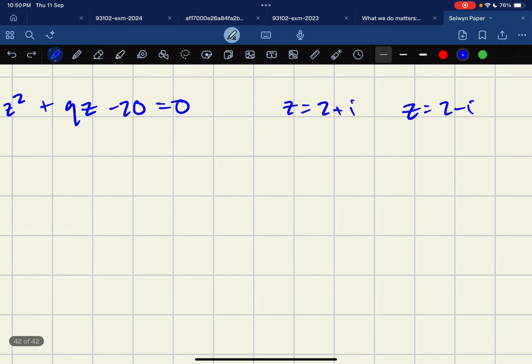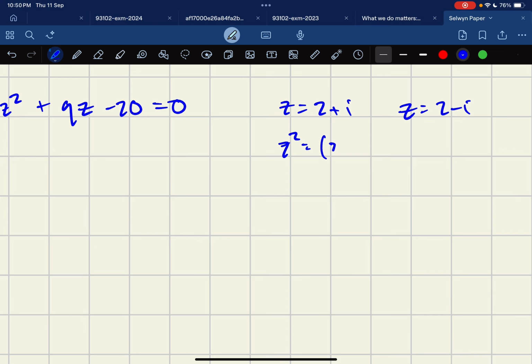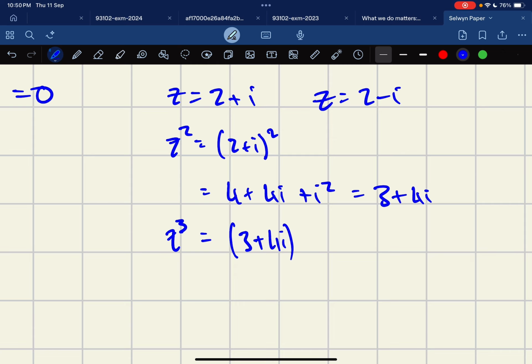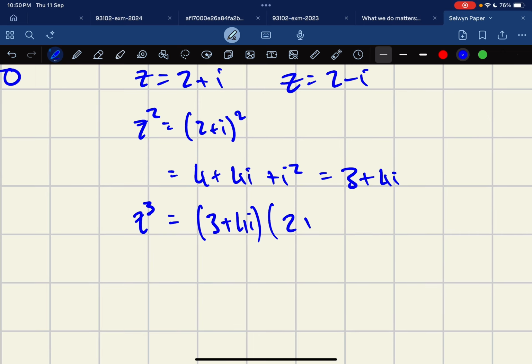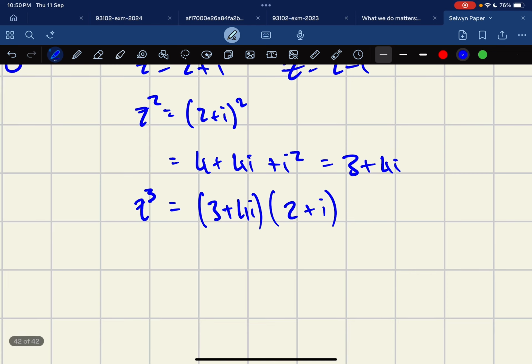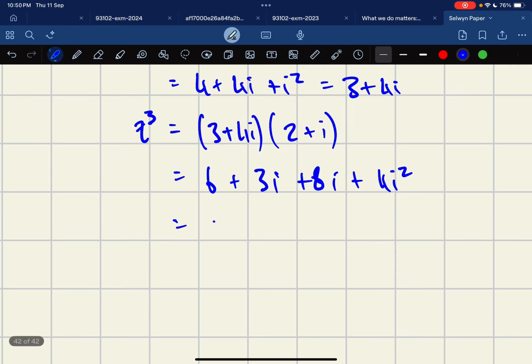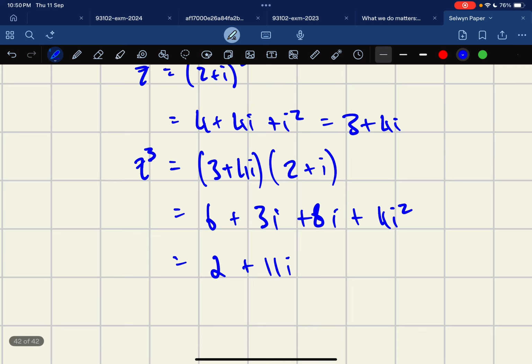So let's first figure out what z squared is. 2 plus i squared gives us 4 plus 4i plus i squared, which then gives us 3 plus 4i. z cubed is going to be 3 plus 4i multiplied by another 2 plus i, which gives us 6 plus 3i plus 8i plus 4i squared, which gives us 2 plus 11i.